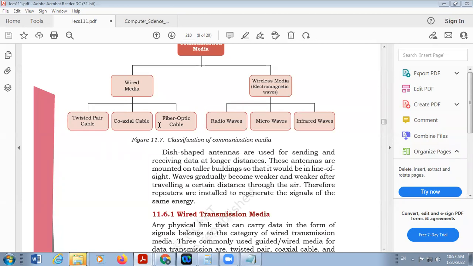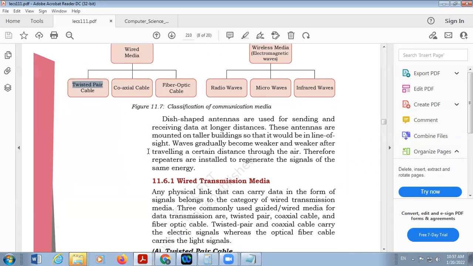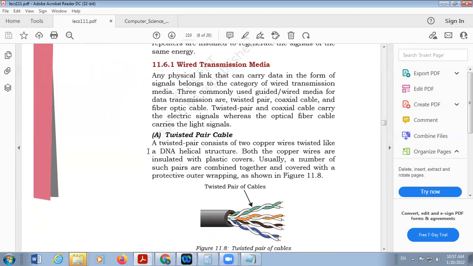In the sample paper also, there are some questions regarding the wired media. So you should know that in wired media you have twisted pair cable, coaxial cable, fiber optic cable. These are in your syllabus, and these are the only wires which are used for communication. So, first, we will discuss, in the case of wired media, the twisted pair cable.